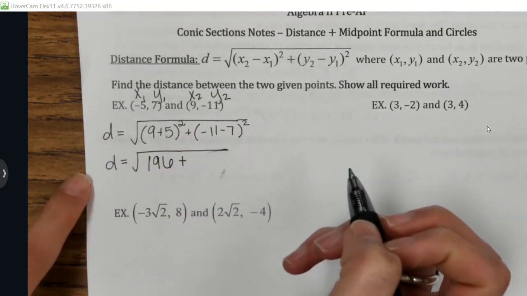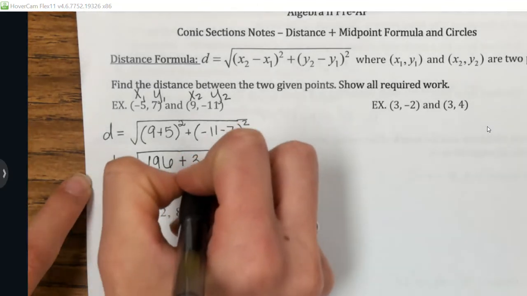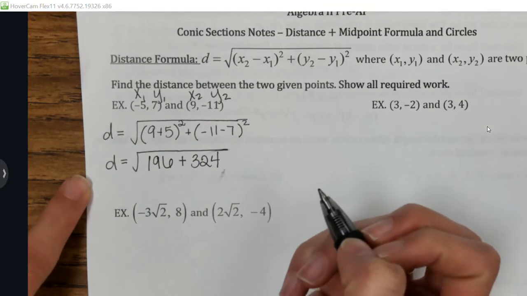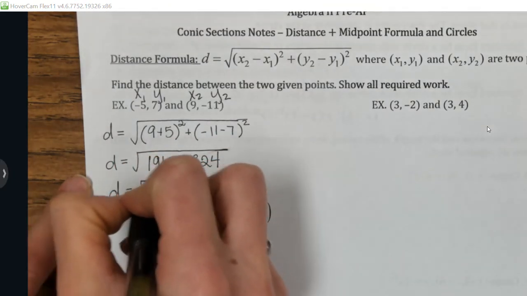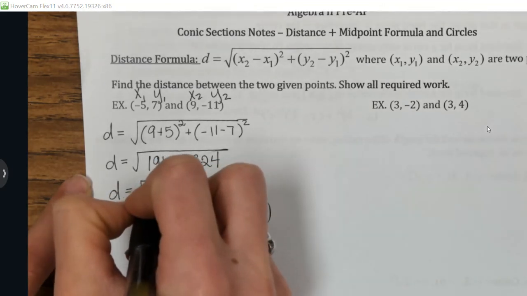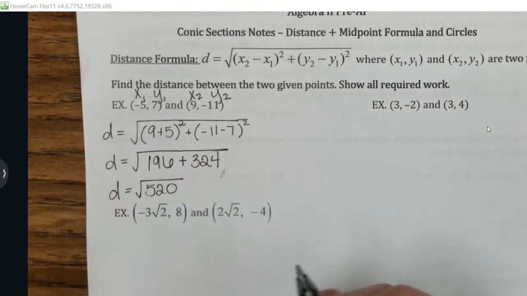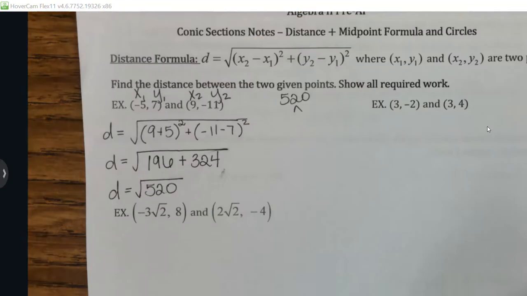And then negative 11 minus 7 squared is going to give me 324, all right, and then 196 plus 324 is 520. Yes? Okay. So then you would try to take the square root of that. Square root of 520 is not a perfect square, so we're going to have to simplify it. We're going to break it down.